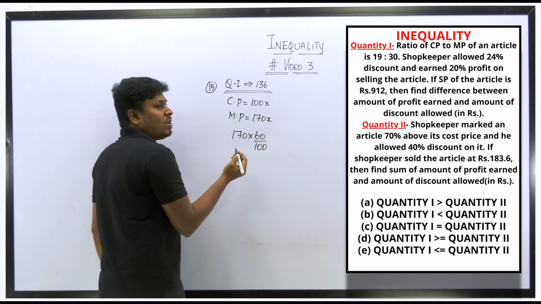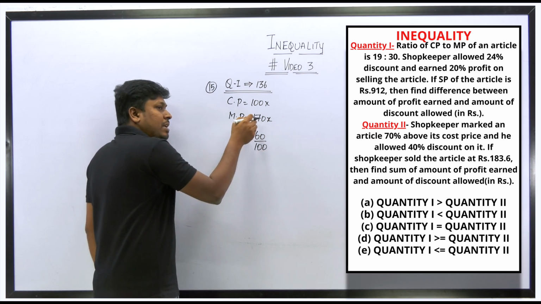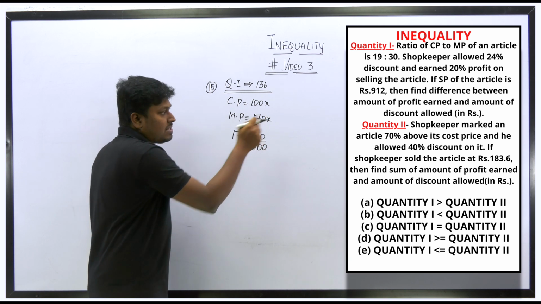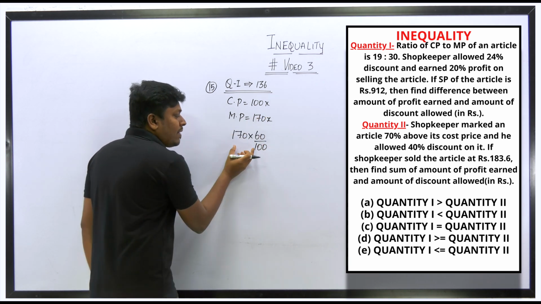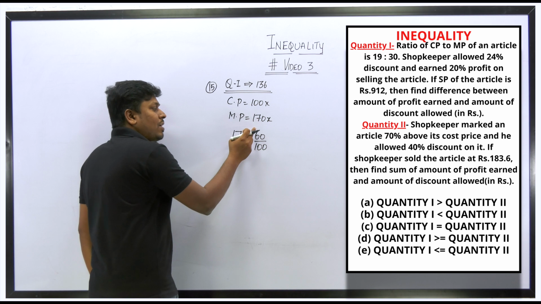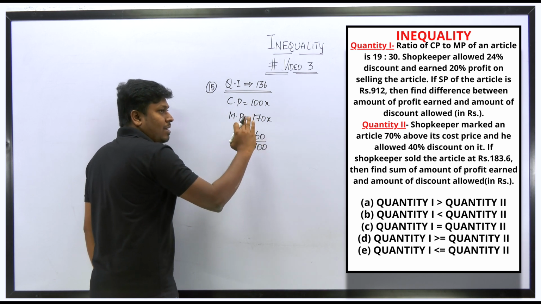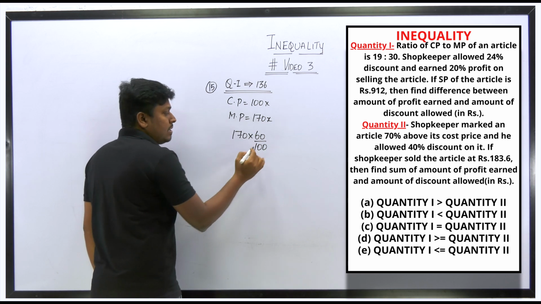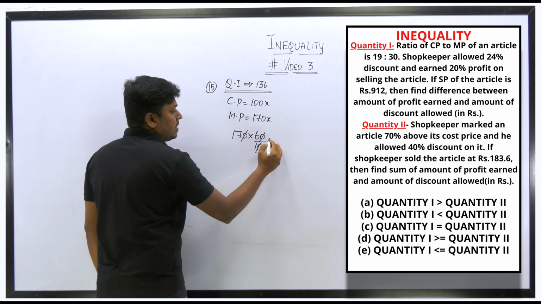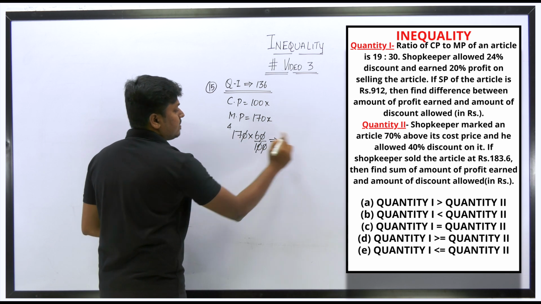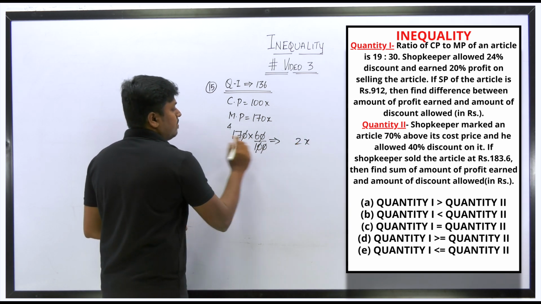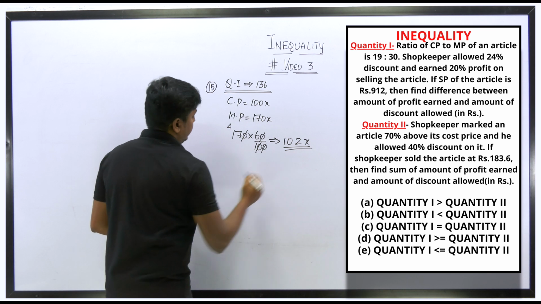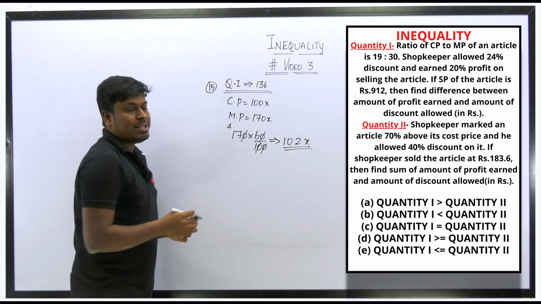So, understood or not, how I am finding? Because if he allows a 40% discount, the selling price value has been given, so it is easy to find the selling price amount. A 40% discount from 100, if we subtract 40, then the resultant 60 will be the selling percentage. So we can cancel 0, 0, 0, 0 here. Finally, 6 sevens are 42, so the remaining will be 4, 102. So 102x will be the selling price.